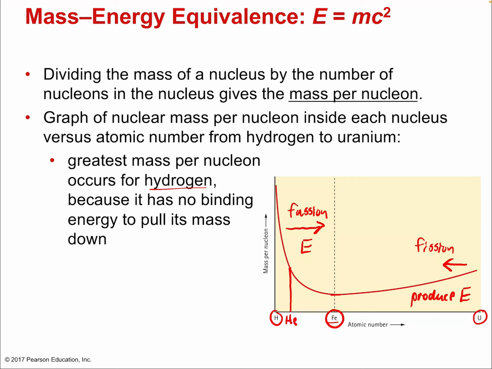Everything that's heavier than iron produces energy through fission. And that's all about the mass per nucleon. Right? So it's just this incredible graph that dictates where energy comes from through nuclear reactions.